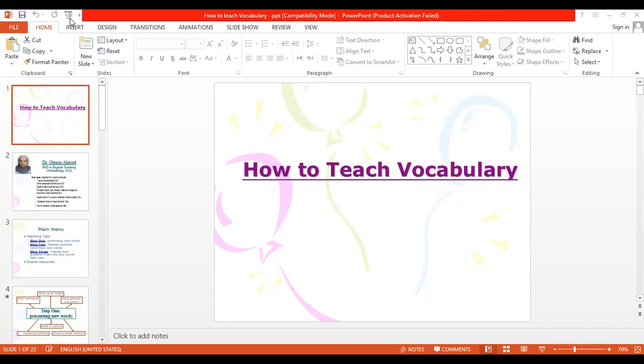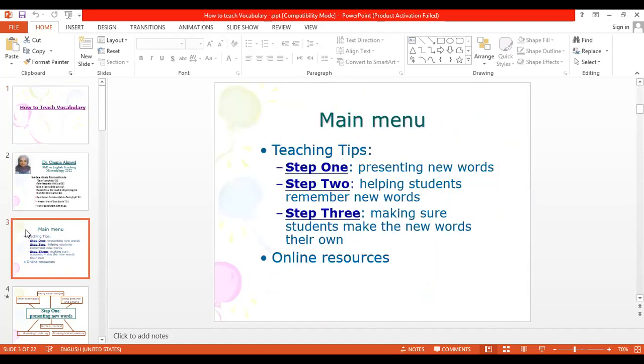So let's start our session for today. It's how to teach vocabulary. We have a main menu for teaching vocabulary. We have a kind of steps. If we follow these steps, we will be able to teach vocabulary, whether for young learners, teenagers or adults.